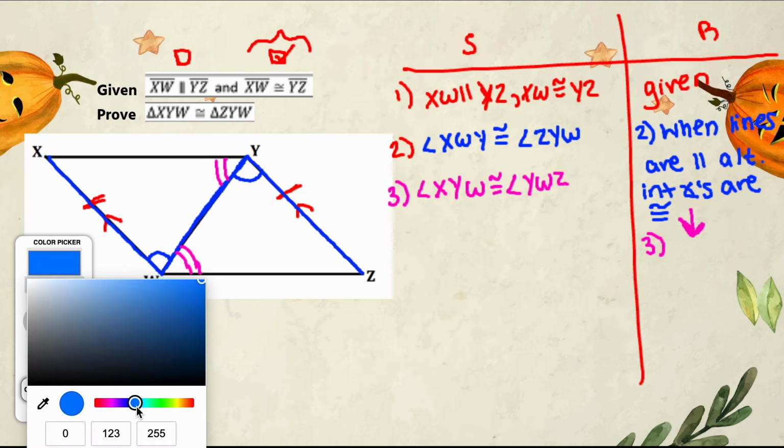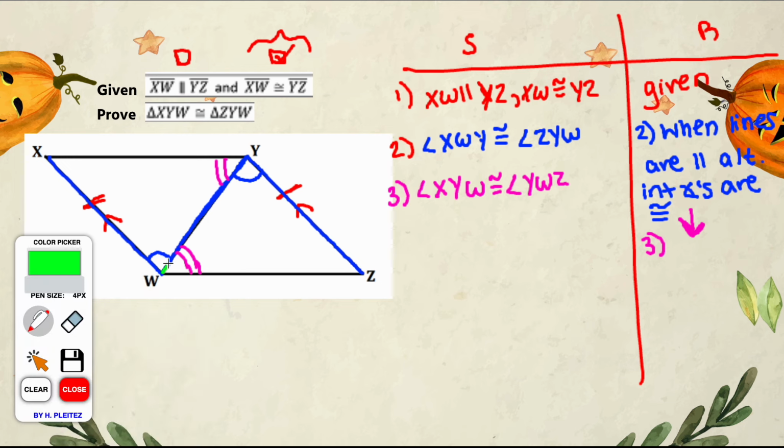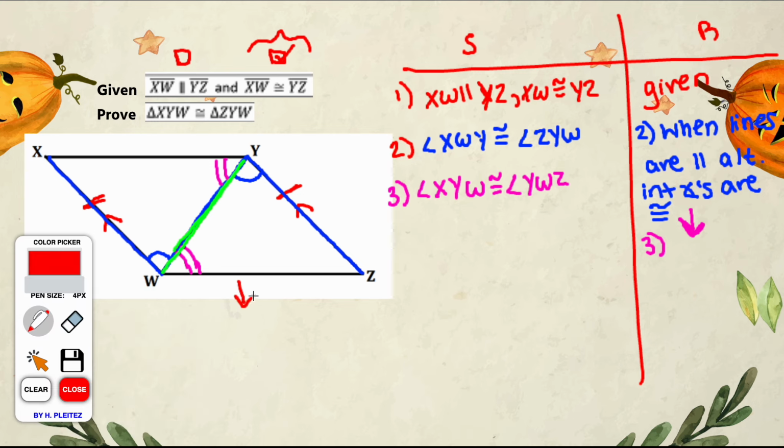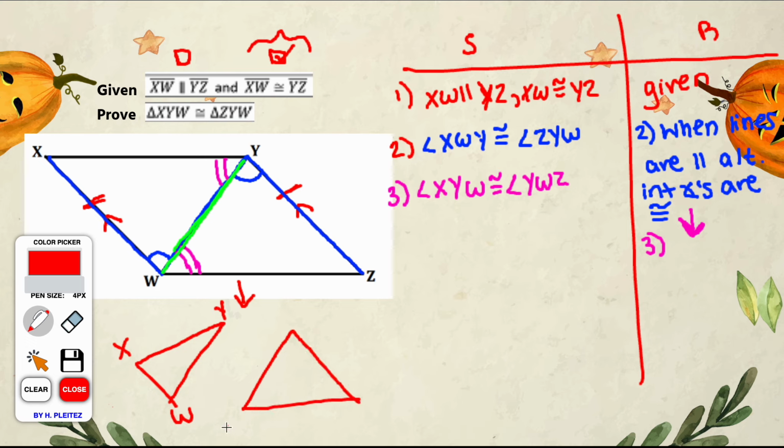Awesome. Now, another thing we're looking for is, are our triangles sharing a side? Well, they are. This side right here, this green side, is being shared. So sometimes it might help, and I'm just going to do this in red here, to separate your triangles. So for example, here we're going to have XYW, and here we'll have WYZ, and you want to carry your labels over.